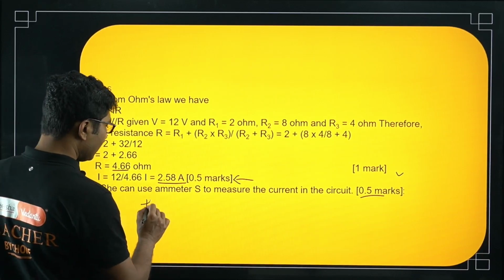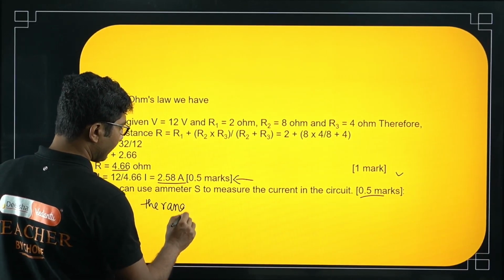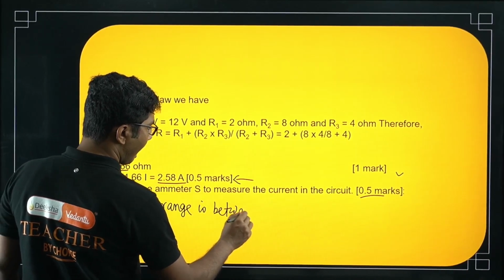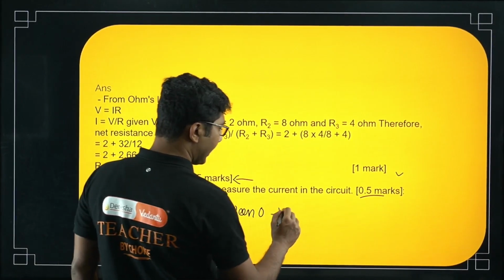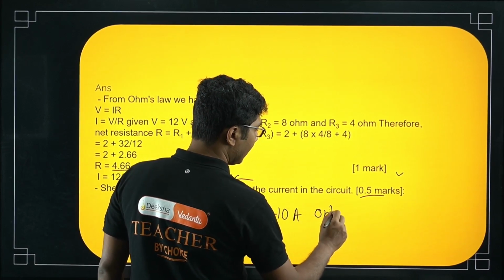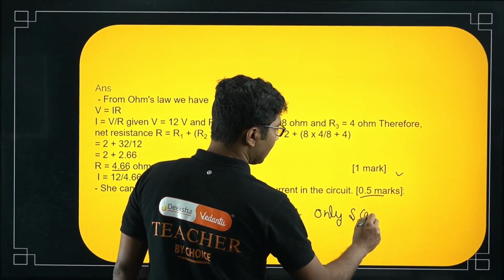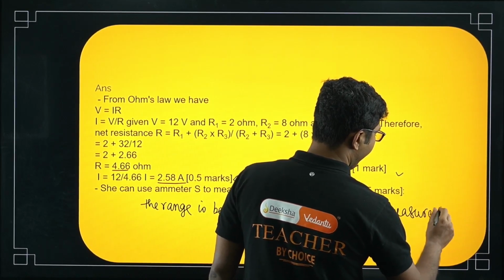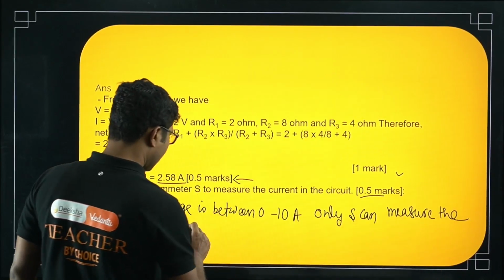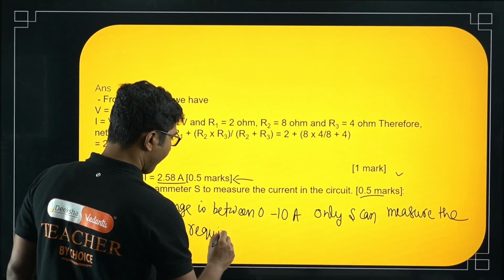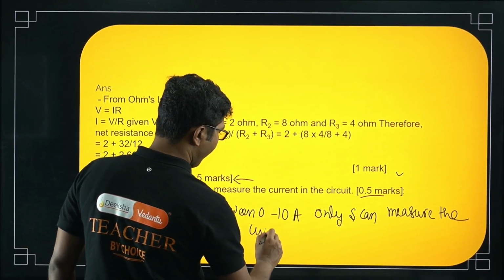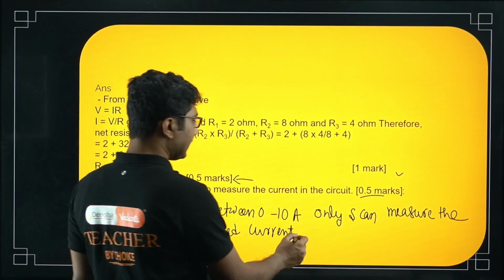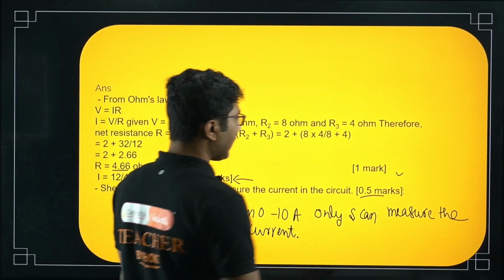Because the range is between 0 to 10 ampere, so only S can measure the required current. Everything else is less. Okay, so this is basically the correct answer. For that you get another 0.5 marks.